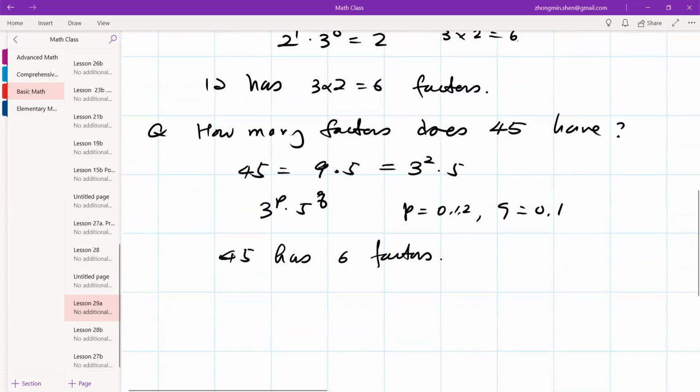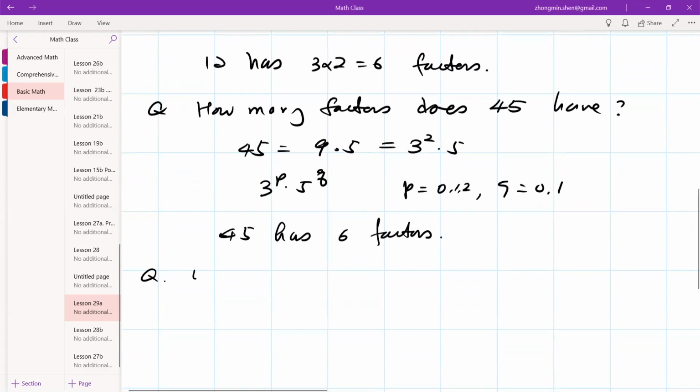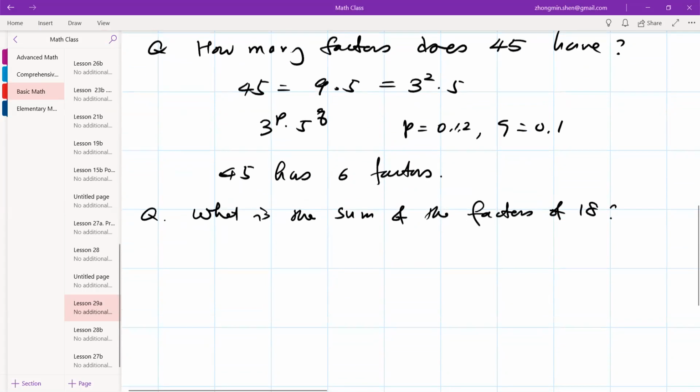All right, so my next question is, what is the sum of the factors of 18? First of all, you should know how many factors they have, and try to list all of them. 18 is going to be 9 times 2. 9 is 3 squared, and 2. So it has 6 factors.